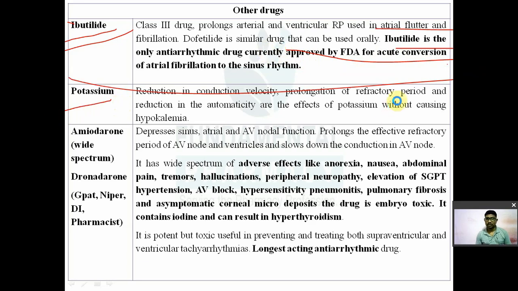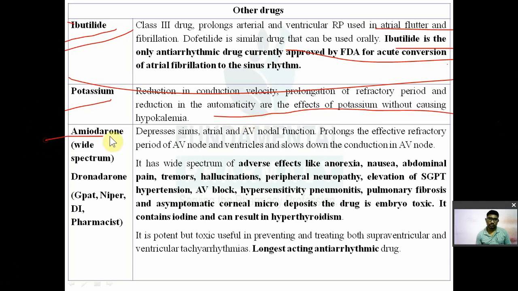Reduction in the conduction velocity. When you give potassium, what will potassium do? Reduction in the conduction velocity, prolongation of the refractory period and reduction in the automaticity. These are the effects of potassium without causing hypokalemia.